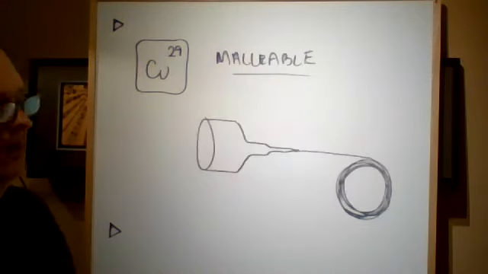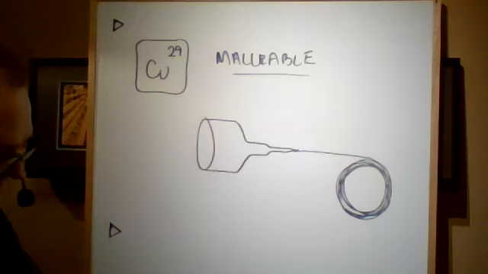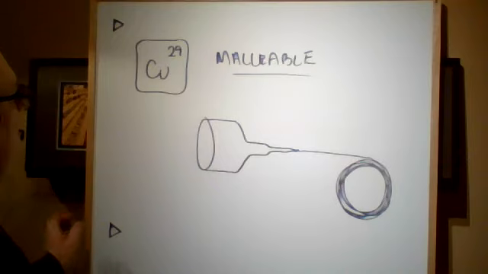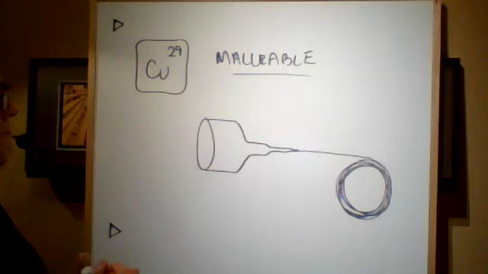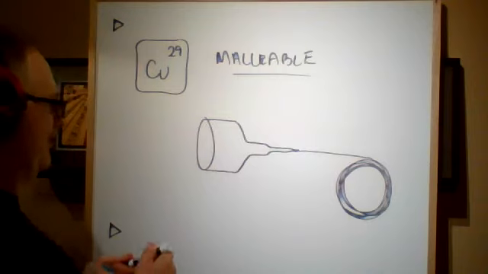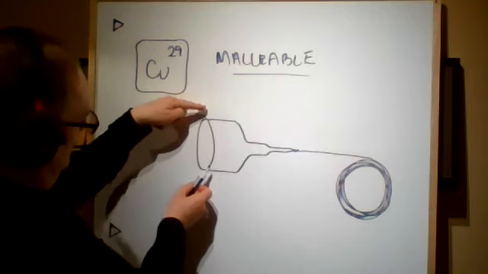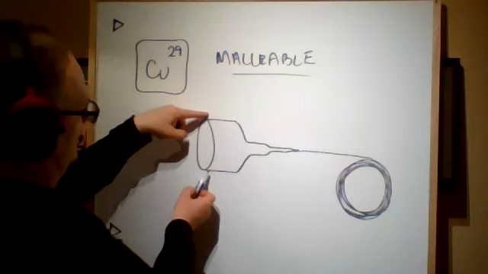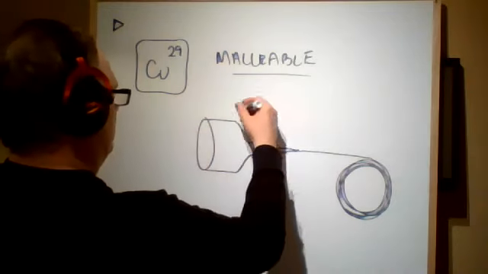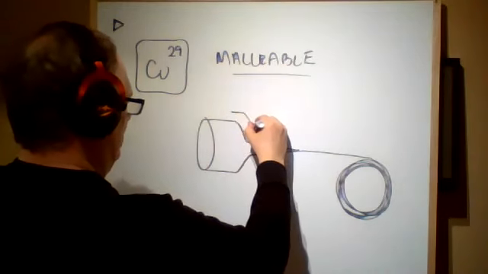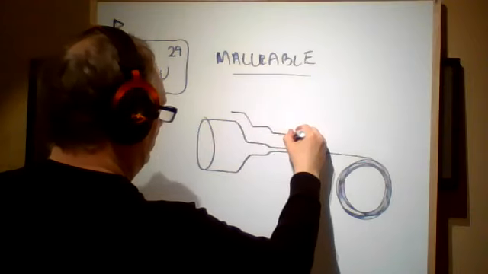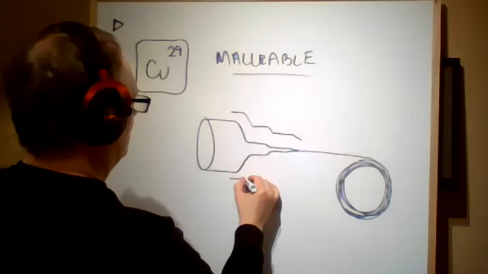All right, moving ahead, the next important aspect of copper is what we call malleability. Copper has this very interesting characteristic. You can take a large round of copper like this, and what they do is they actually pull it through dies of reducing sizes like this.